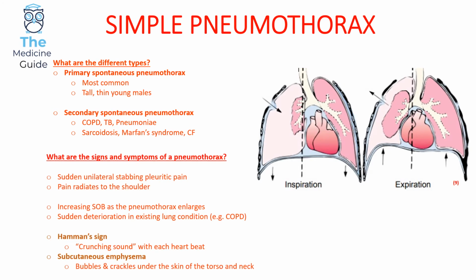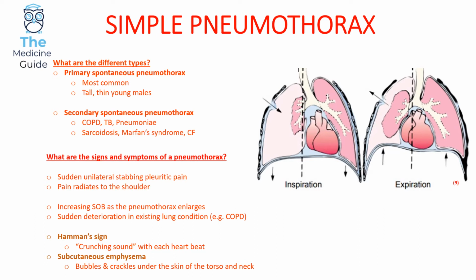So in terms of signs and symptoms, patients will have sudden unilateral stabbing pleuritic chest pain. This pain can radiate to the shoulders. As the pneumothorax increases in size, the patient will have increasing shortness of breath. There is a sudden deterioration in the patient's existing lung conditions, so potentially these patients have COPD and there's a sudden deterioration in their shortness of breath.